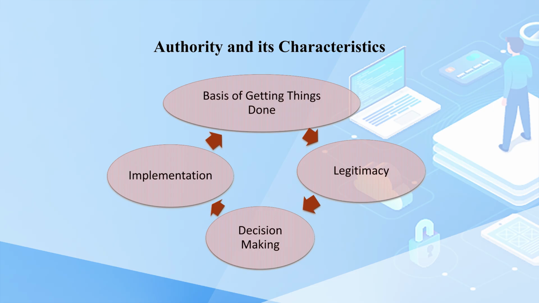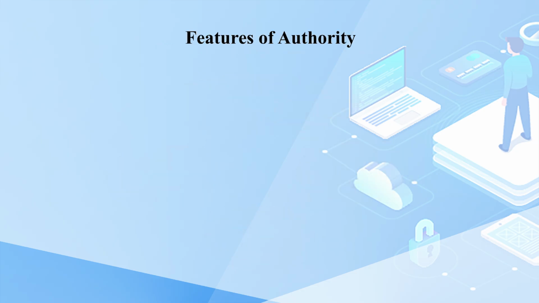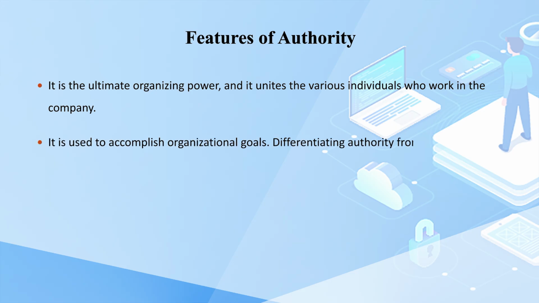Authority and characteristics: basis for getting things done, implementation, legitimacy, and decision making. The features of authority: it is the ultimate organizing power, and it unites the various individuals who work in the company. It can be a company, it can be an industry. So different authorities have different features, and we should know which authority applies for what purpose. It is used to accomplish organizational goals and differentiates authority from power.